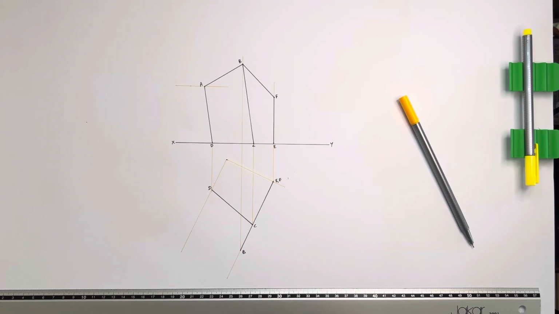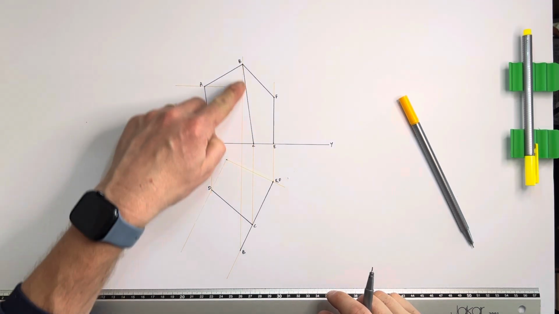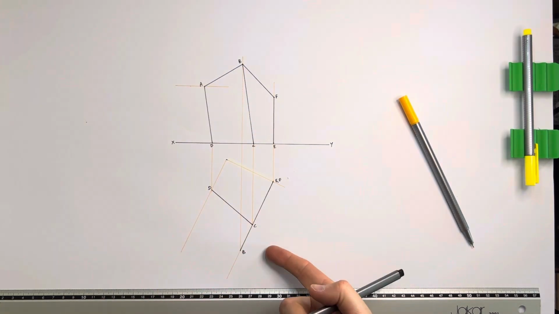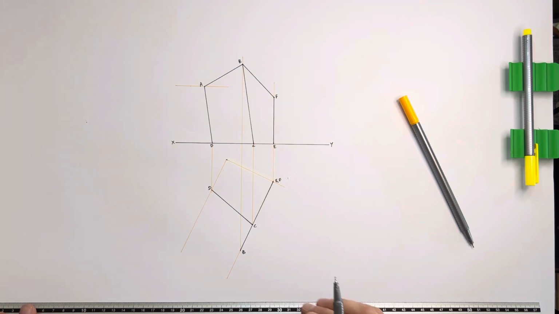Part B, we want to get a dihedral angle between the planes ABCD and BCEF. So again, BC is the line of intersection. So I will start off by projecting perpendicular to the line of intersection from plan.